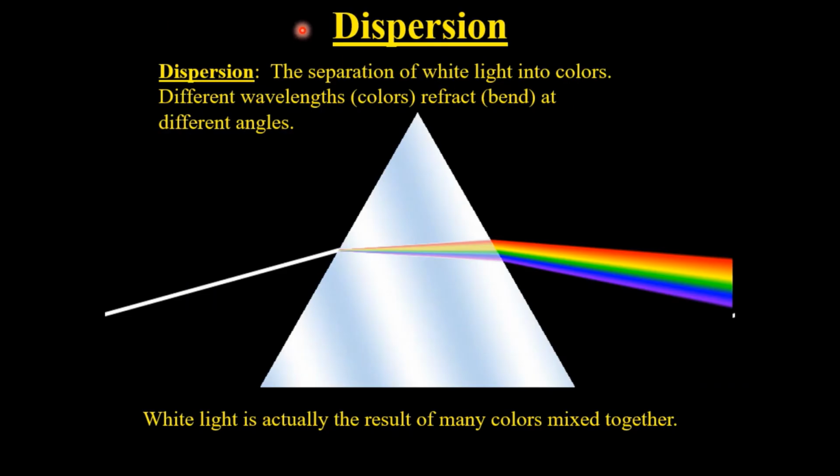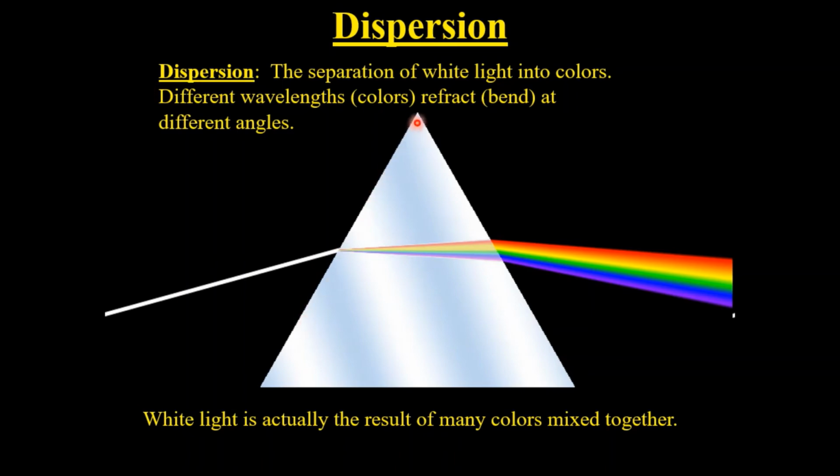Another property of light is called dispersion. Dispersion was discovered by Isaac Newton, who, in addition to his work in the laws of motion that we studied earlier, and also, of course, his universal law of gravitation, was also fascinated by light and came up with several laws of optics as well. So dispersion is the separation of white light into colors. And the idea here is that different wavelengths or colors of light refract or bend at different angles.